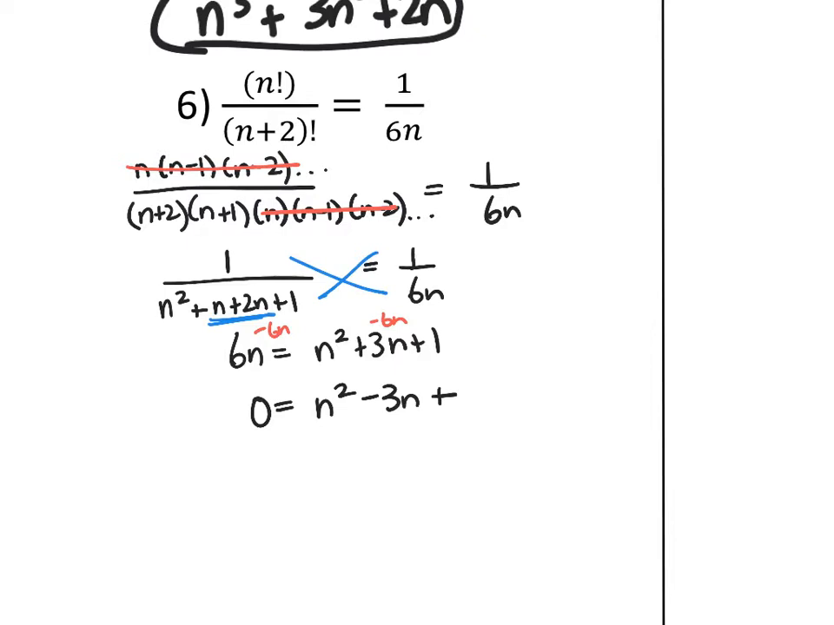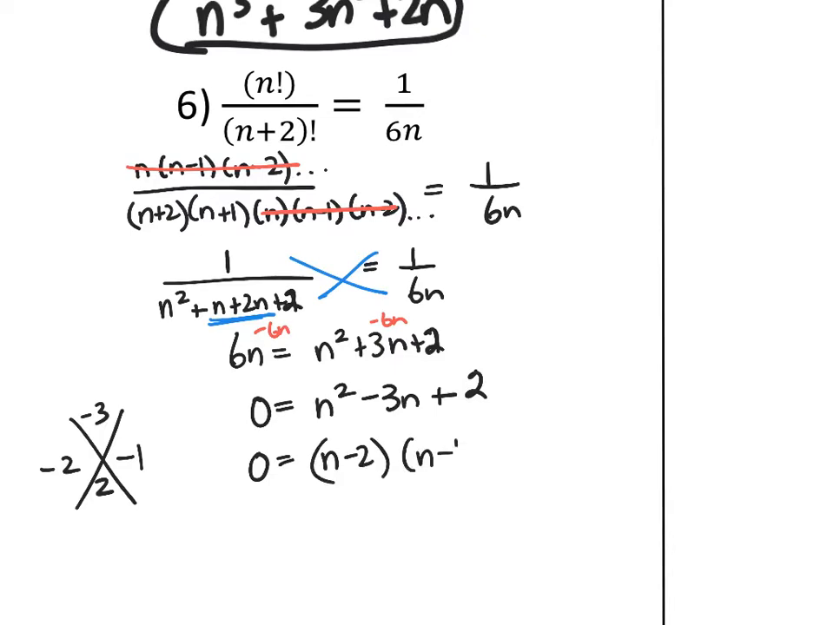I have a multiplication error here. There should be a 2. I was thinking that didn't factor. That's how I knew I had a mistake. So my sum is negative 3. My product is 2. So negative 2 and negative 1 are my numbers. So I've got n minus 2, n minus 1. So I set each of those equal to 0 and solve them.